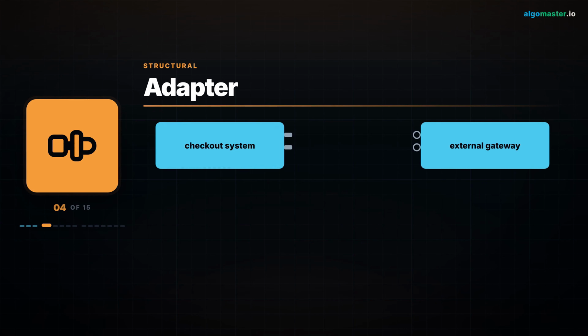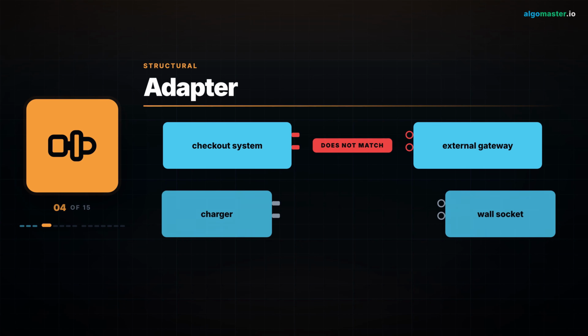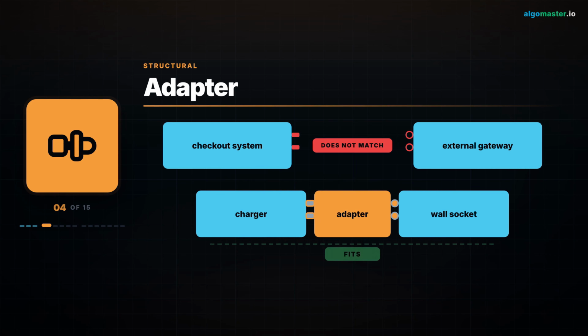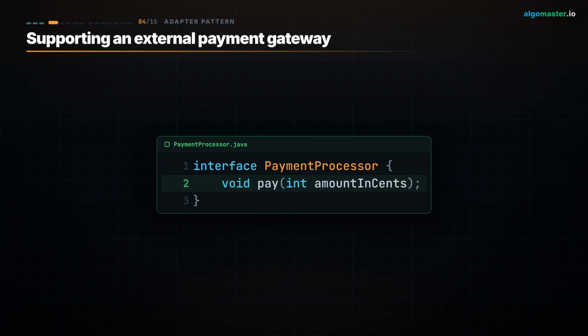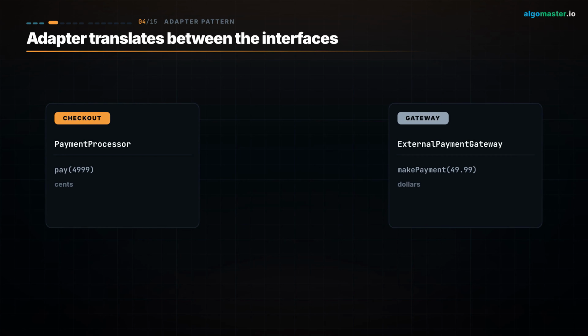The adapter pattern helps two components work together when their interfaces do not match. Think of a travel adapter. If your charger and the wall socket use different plugs, the adapter can translate between them. The same idea applies in software. Suppose you are building a checkout system for an e-commerce application and it expects to implement this interface for every payment provider, but an external third-party gateway that we need to support exposes a different method name and expects the amount in dollars. The interfaces do not match.